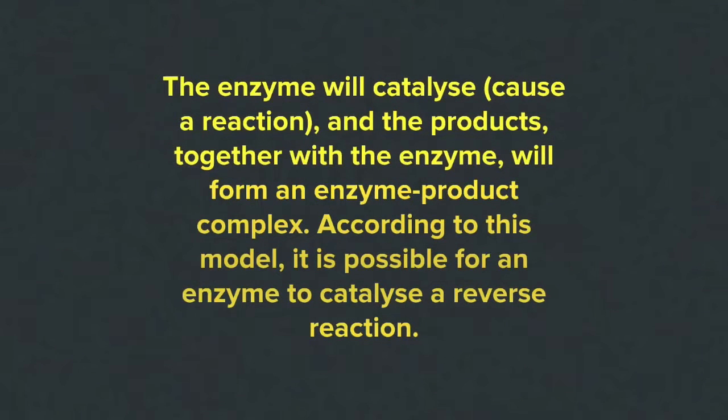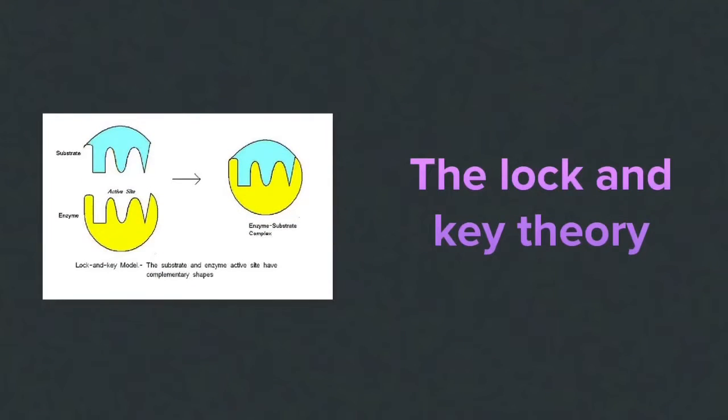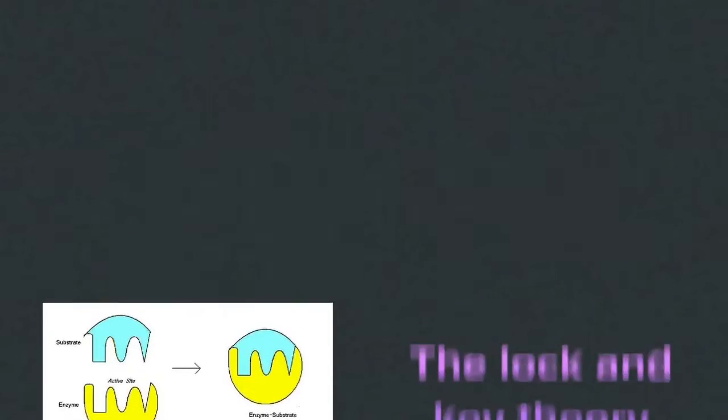The enzyme will catalyze, or cause, a reaction, and the products, together with the enzyme, will form an enzyme-product complex. According to this model, it is possible for an enzyme to catalyze a reverse reaction. Here is a diagram of the lock and key theory.